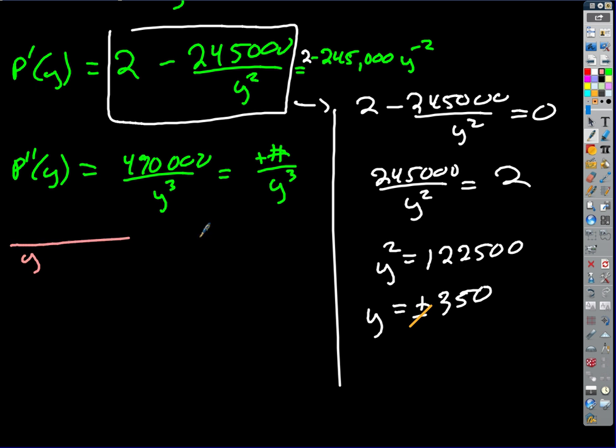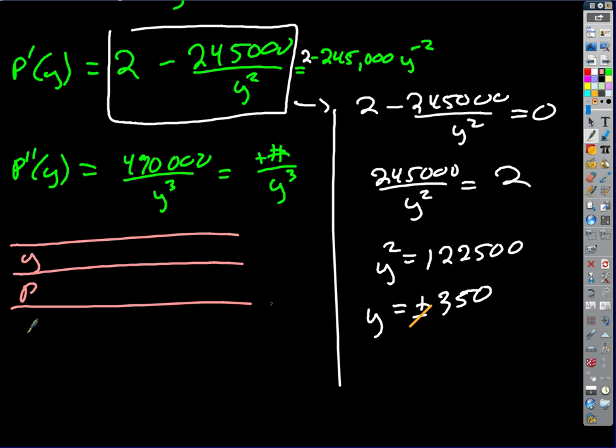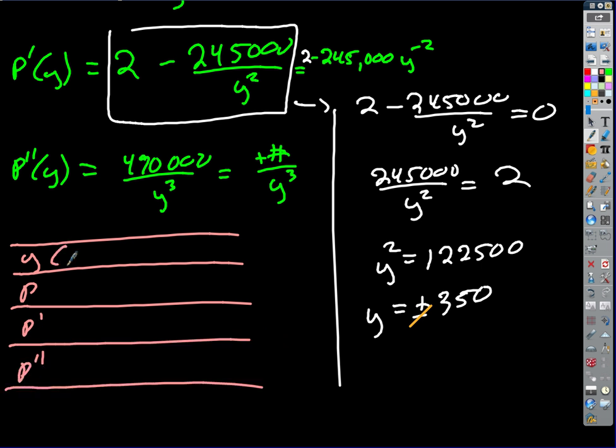We just got y, p, p prime, p double prime. Domains everywhere. The one critical number we get is at 350, which is a 0 of the first derivative. And we already said the second derivative is positive. So we know that that's going to be a horizontal tangent, upward concavity. It's a relative minimum, right?